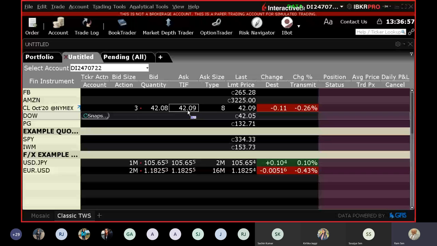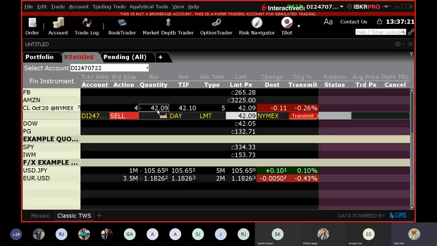If you want to trade here, we'll explain the logic for this later, but right now I'll just give you very quick and dirty guidance. If you want to buy, you click on the offer price, the ask price. If you want to sell, you click on the bid price. As soon as you click on the bid price of the oil futures contract, automatically the system knows that I'm a seller. Now, if I delete this, just press delete, and click on the offer price, the ask price, automatically the system knows that I'm a buyer.